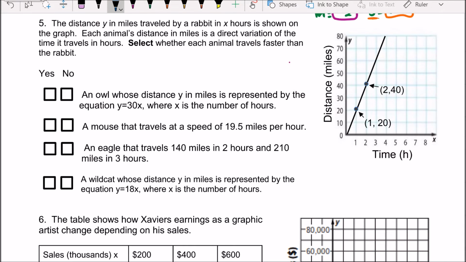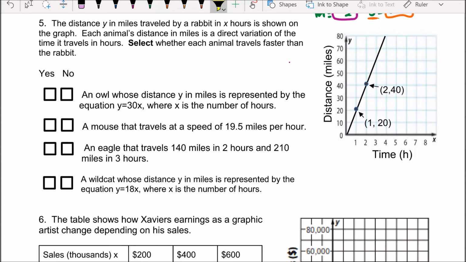Number 5. On number 5, you're going to earn 3 points. The first 2 correct answers are 1 point, the third correct answer is 2 points, and the fourth correct answer is 3 points. Okay, number 5. The distance y in miles traveled by a rabbit in x hours is shown on the graph. Each animal's distance in miles is a direct variation of the time it has traveled in hours. Select whether each animal travels faster than the rabbit.